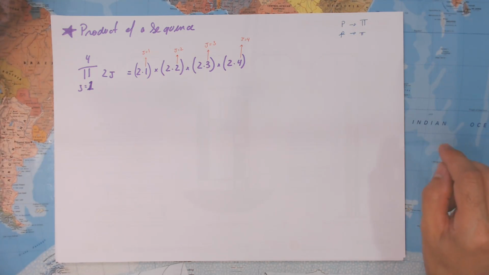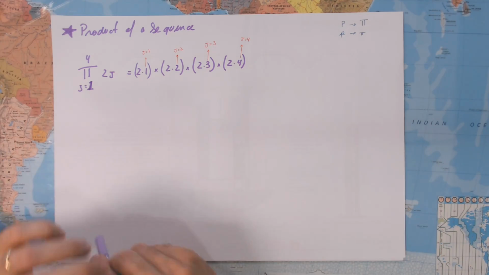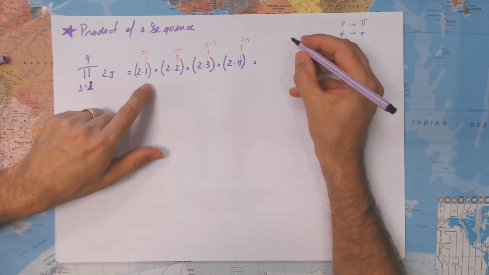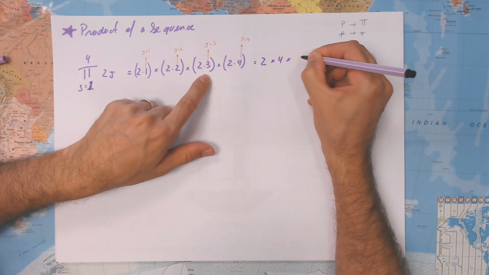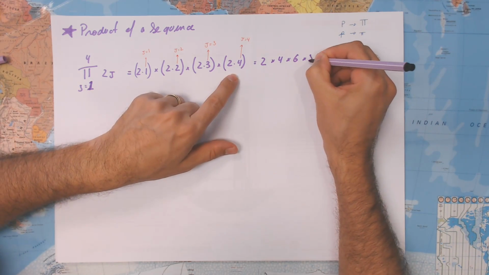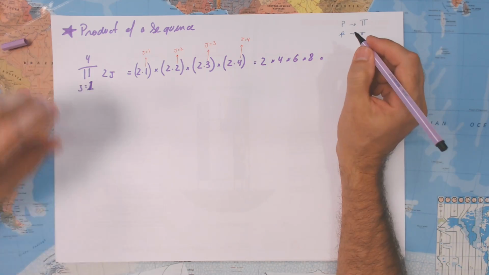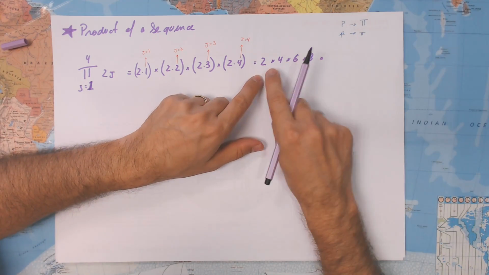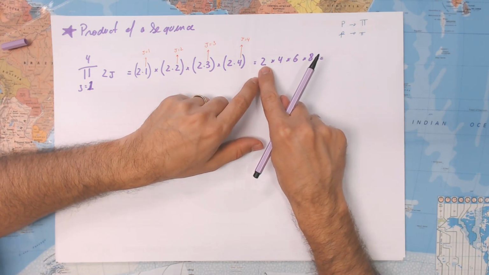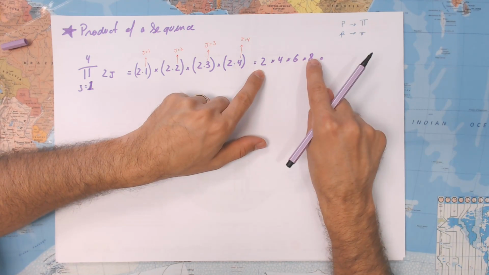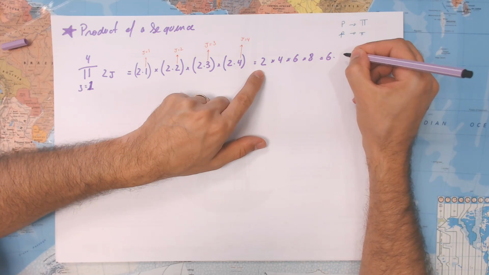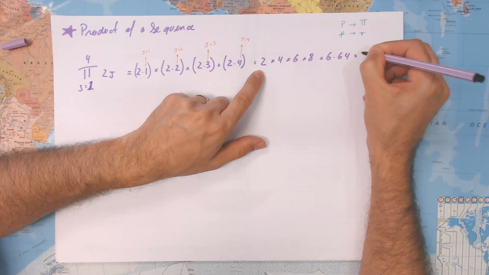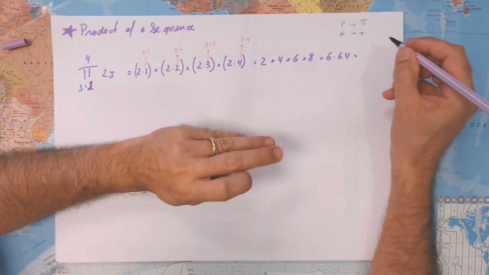And now I'm going to continue. What is that? This is going to be 2 times 4 times 6 times 8. Okay? Well, how can you do this one? You can do 2 times 4, 8, 8 times 8, it is 64. So this is going to be 6 times 64. Okay? And what is that?